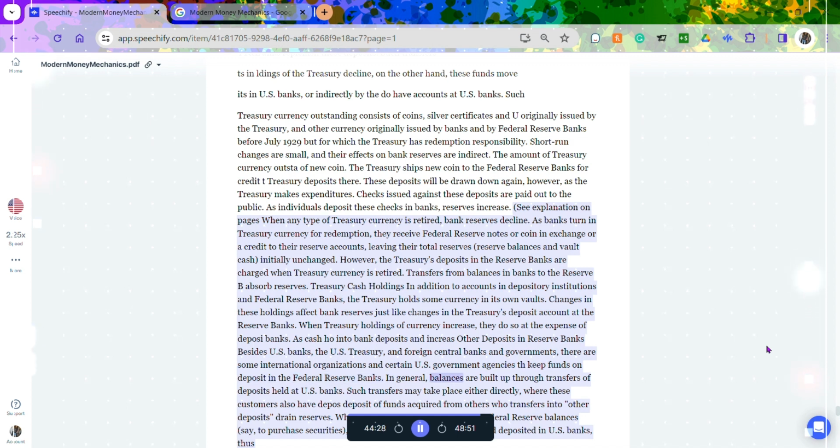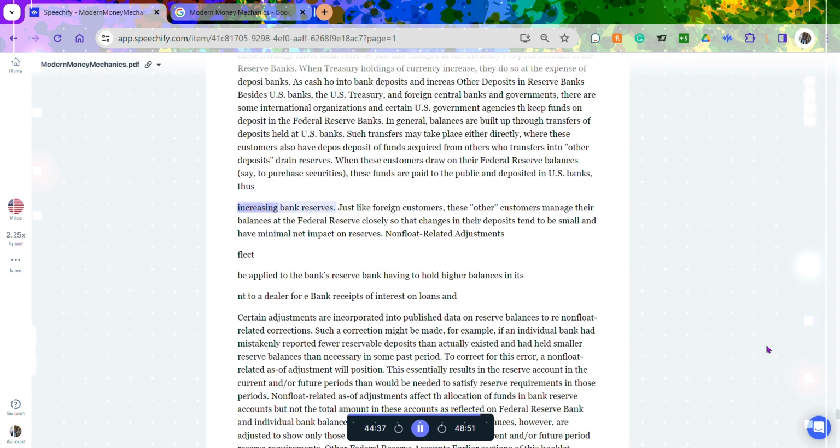In general, balances are built up through transfers of deposits held at U.S. banks. Such transfers may take place either directly, or where these customers also have deposits of funds acquired from others who transfer into other deposits, draining reserves. When these customers draw on their Federal Reserve balances, say, to purchase securities, these funds are paid to the public and deposited in U.S. banks, thus increasing bank reserves. Just like foreign customers, these other customers manage their balances at the Federal Reserve closely so that changes in their deposits tend to be small and have minimal net impact on reserves.